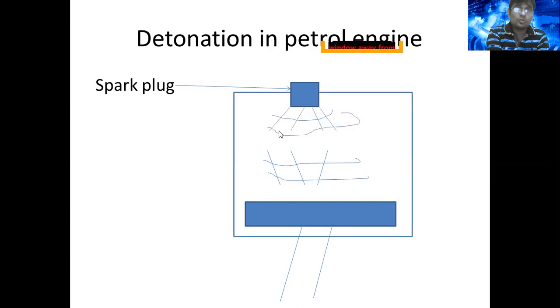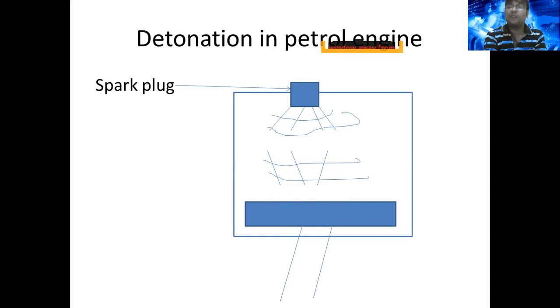I told you, through the help of the spark plug, one flame comes, and that is the progress from the spark plug. And another flame is also coming opposite of the spark plug. These two flames combine and produce very high pressure and temperature. This high pressure and temperature finally damage the piston. This is the reason detonation takes place.